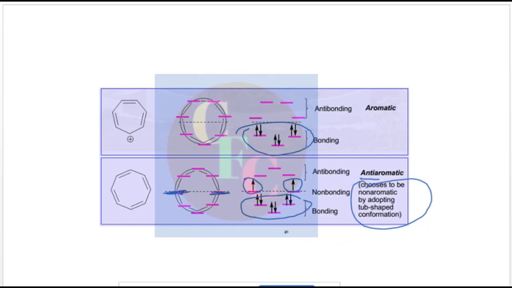Okay, so this was our discussion today about these pi molecular orbitals of polyene systems and aromaticity. So with this we end today's lecture. In the next lecture we'll go on to crystal field theory regarding transition metal complexes.